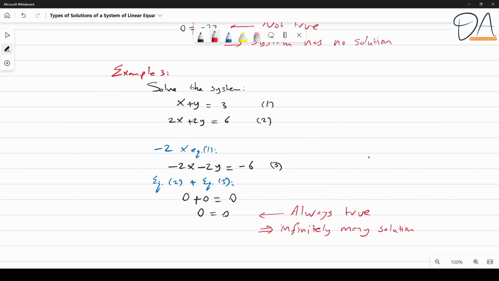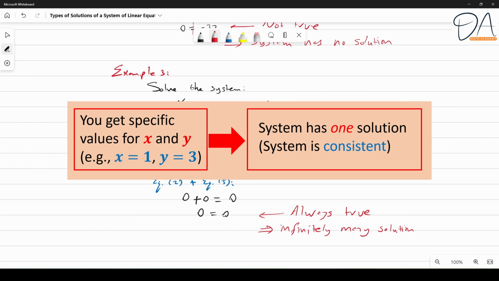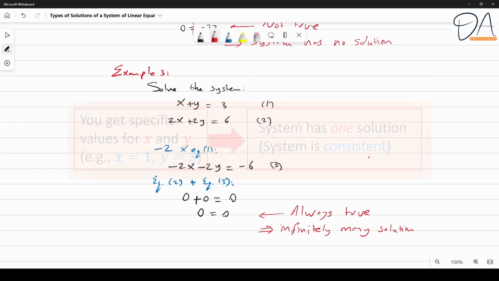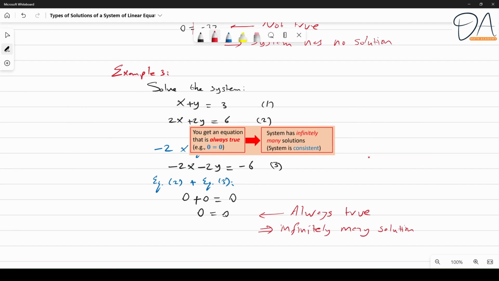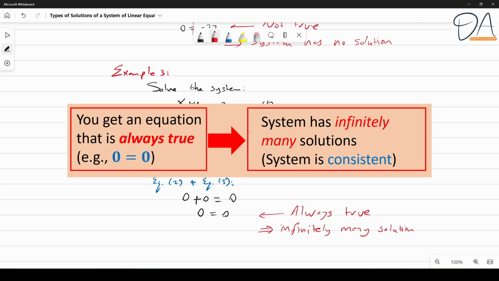So these are the three cases that you may get. You may get a solution that gives you a specific value of x and y. In that case, the system has one solution and we say that the system is consistent. You may get an equation that is not true, like 0 equal to minus 32. In that case, the system has no solution and we say the system is inconsistent. And the third possibility is that you get an equation that is always true, 0 equal to 0, 3 equal to 3. In that case, the system has infinitely many solutions. And also we say that the system is consistent.